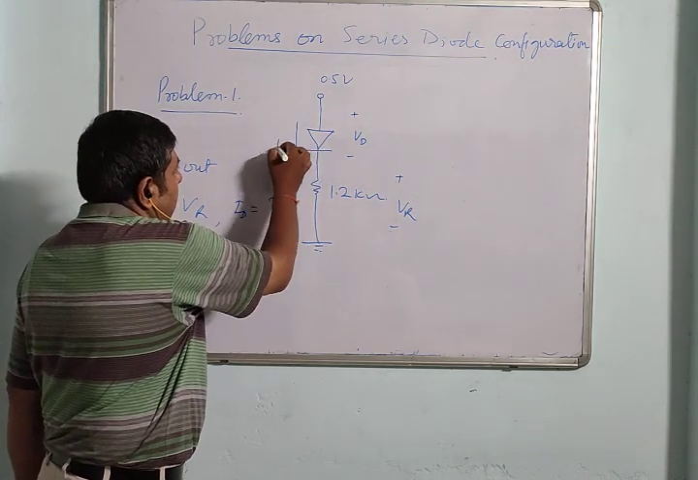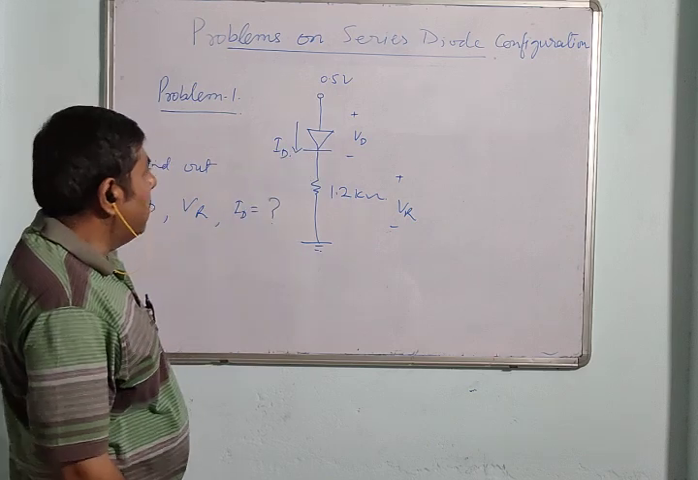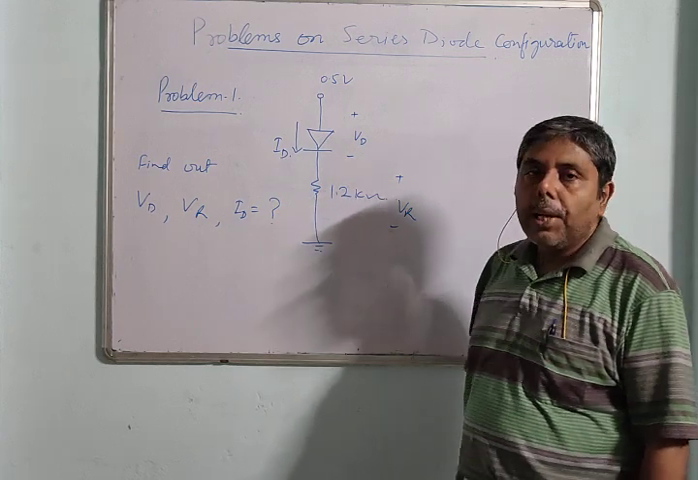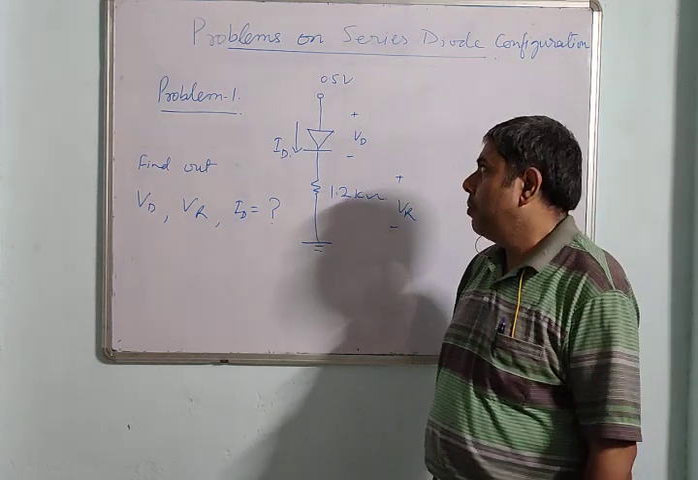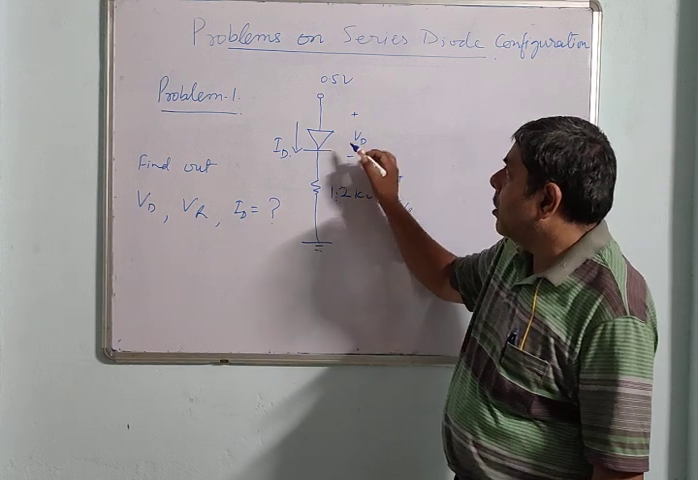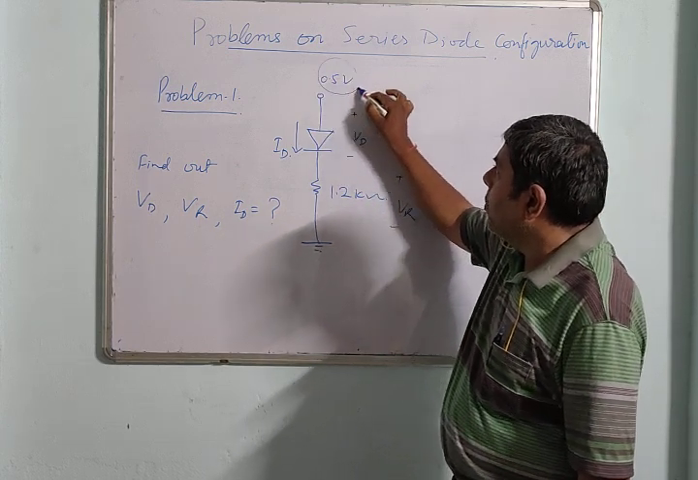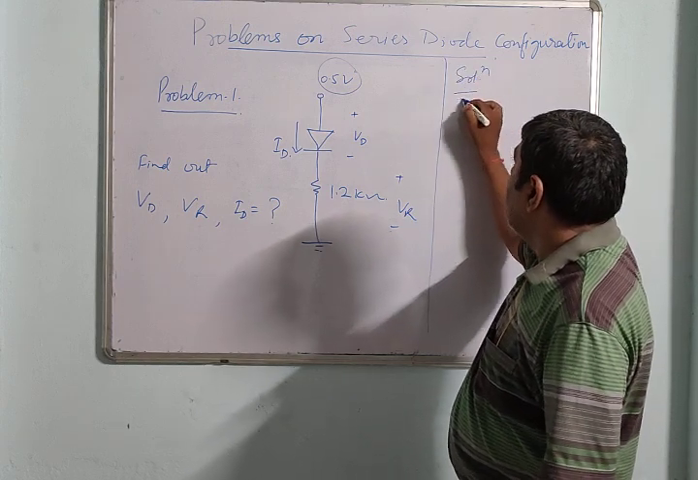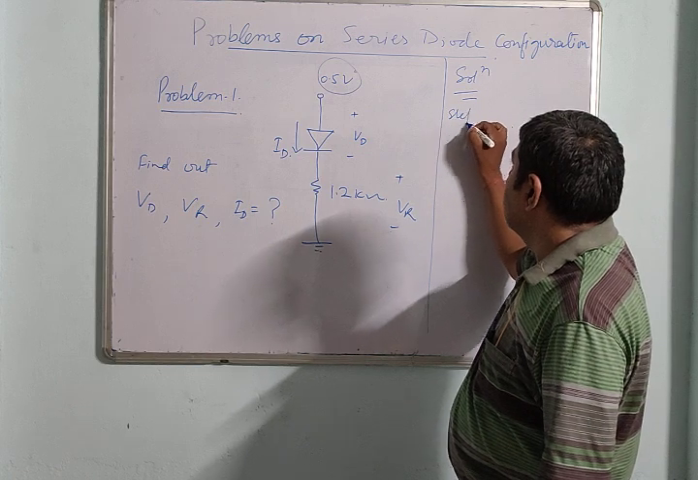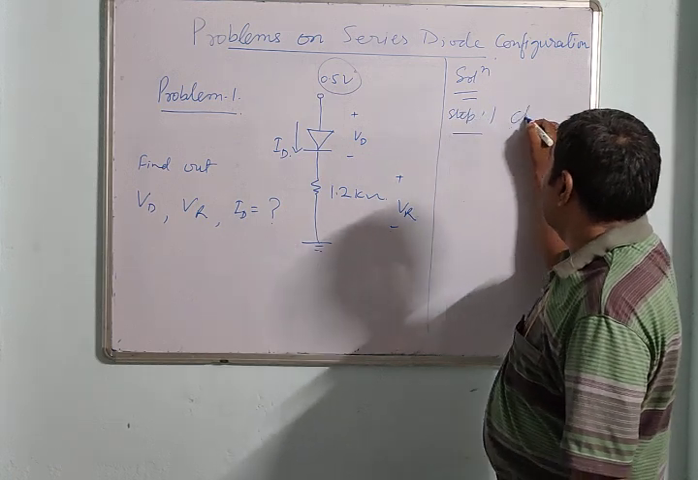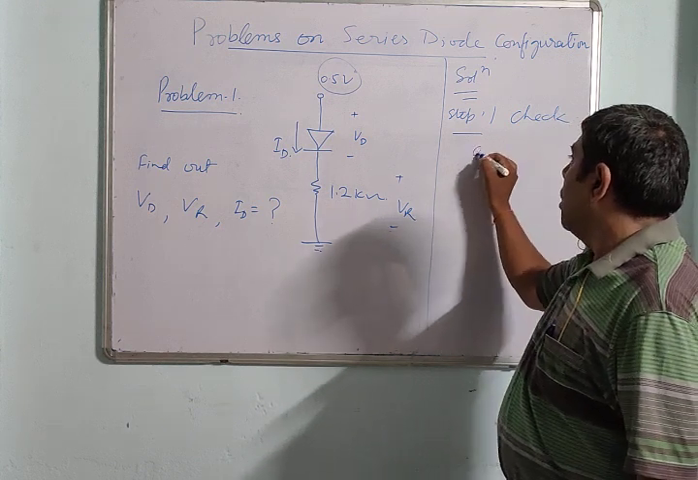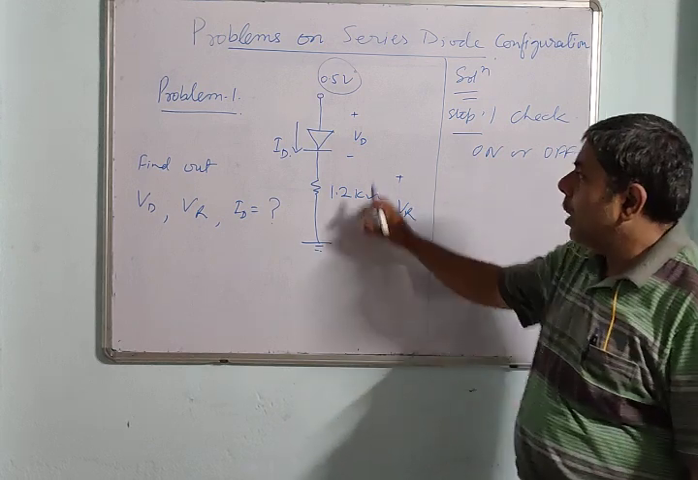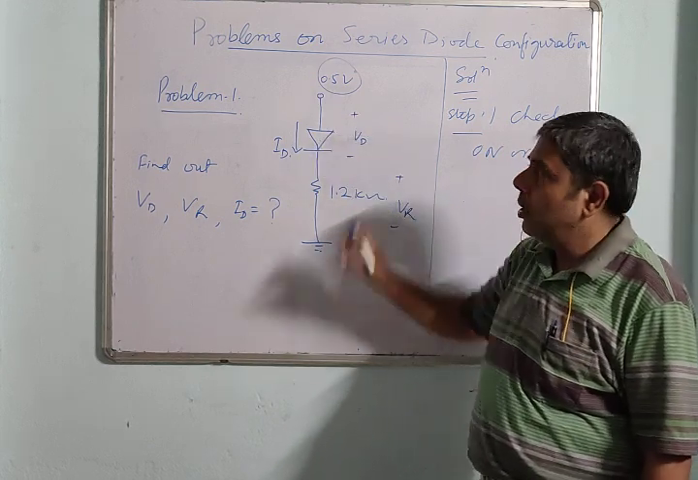So the current through this diode is ID. First of all, we will see whether the diode is on or off. So how can we check? For solving this, step one is to check on or off, whether this diode is conducting or not conducting.